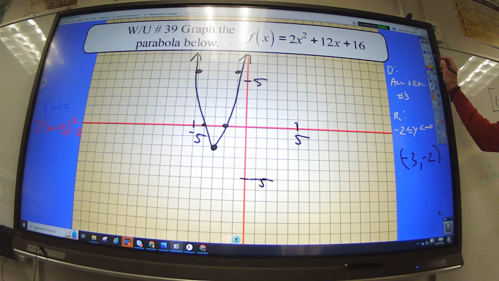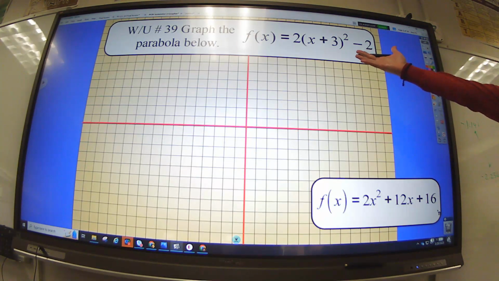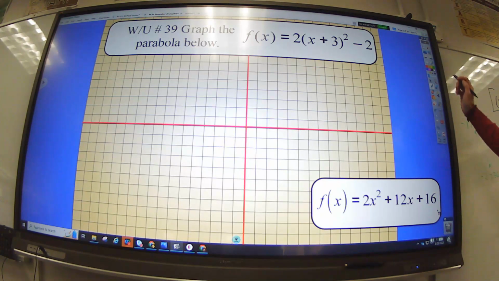Okay, let's go to the next section. Boom. Make sure you practice these. There it is right there in vertex form. Boom. We went ahead and graphed that already, right? So it's nice to know that we were right.